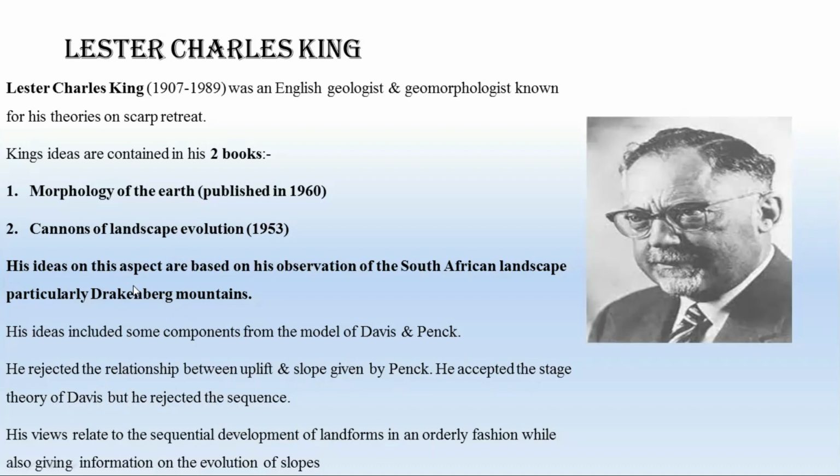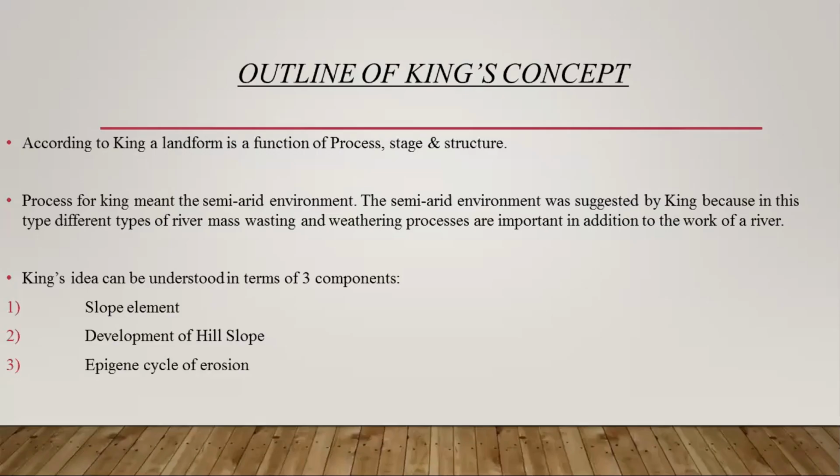Now, when he studied these African landscapes, he saw that there are three basic slope elements. That is, scarp having steep slopes, pediments, and Inselbergs. And he included these components in his theory. We can find scarps also, pediments also, and Inselbergs also. Now, this is the outline of King's concept.